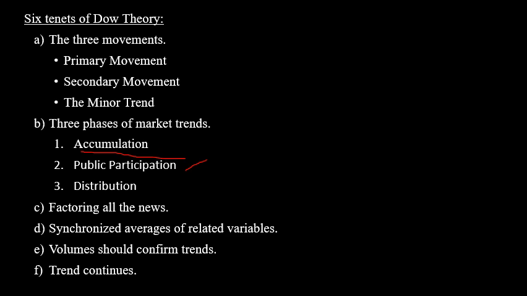Then in the third stage, the distribution stage, the original buyers, those who bought the securities in the first stage, the accumulation stage, start to sell the securities, taking a little out of the prices of the shares. So they now distribute the securities. Whatever securities they accumulated in the first stage, now they are going to sell because the price has reached a higher level. So that is called the distribution stage. These are all the speculative activities in the stock market. So that's another tenet, the three phases of the stock market.